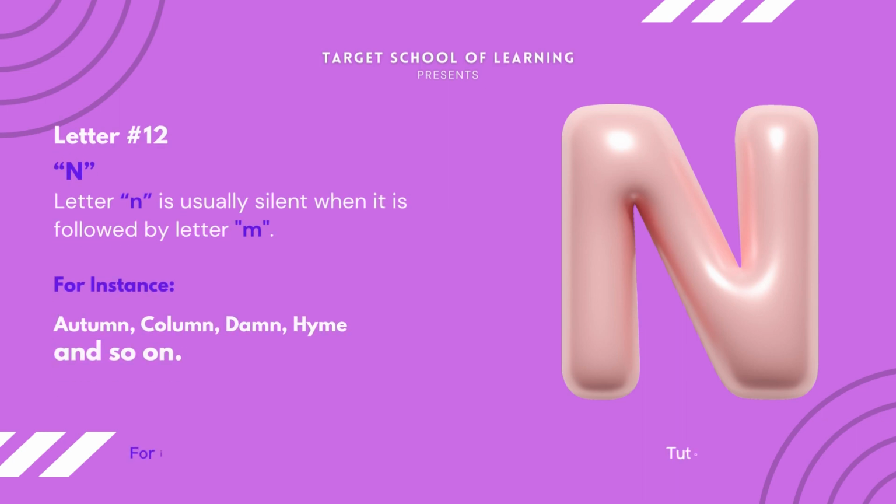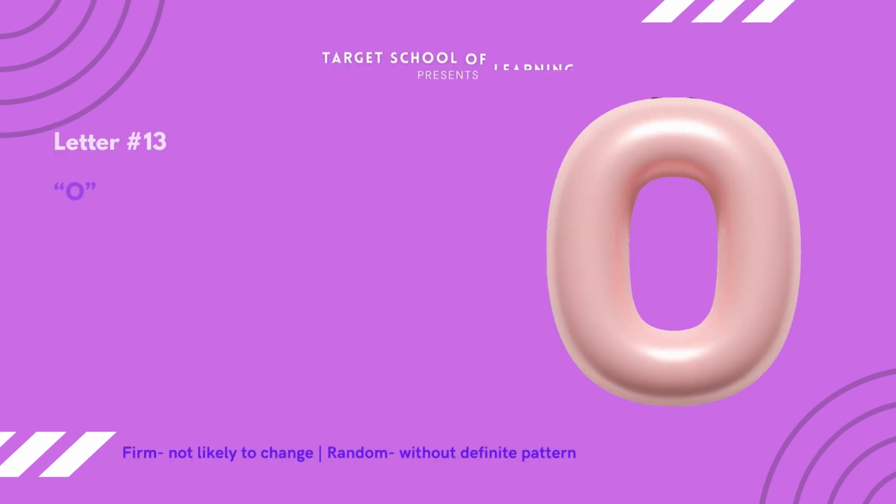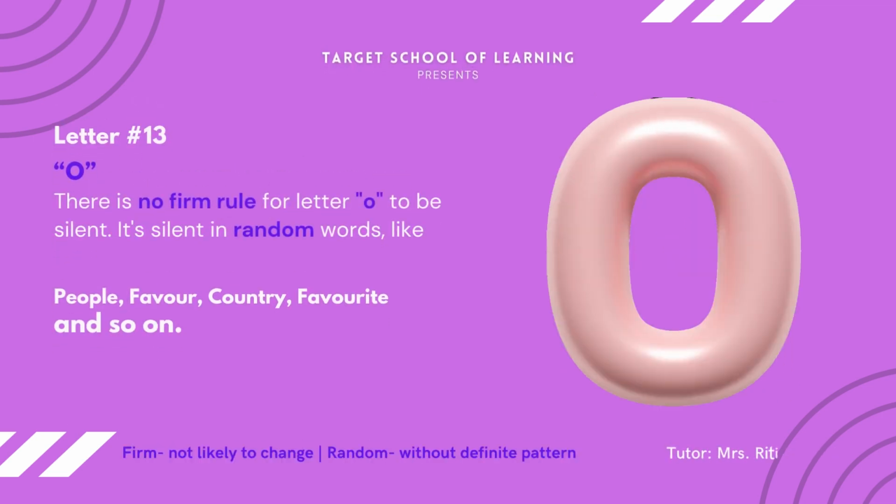Coming to the next letter, letter N, it's usually silent when preceded by letter M. For instance, autumn, column, damn, hymn. There is no firm rule for letter O to be silent. It is silent in random words like people, favor, country, favorite.